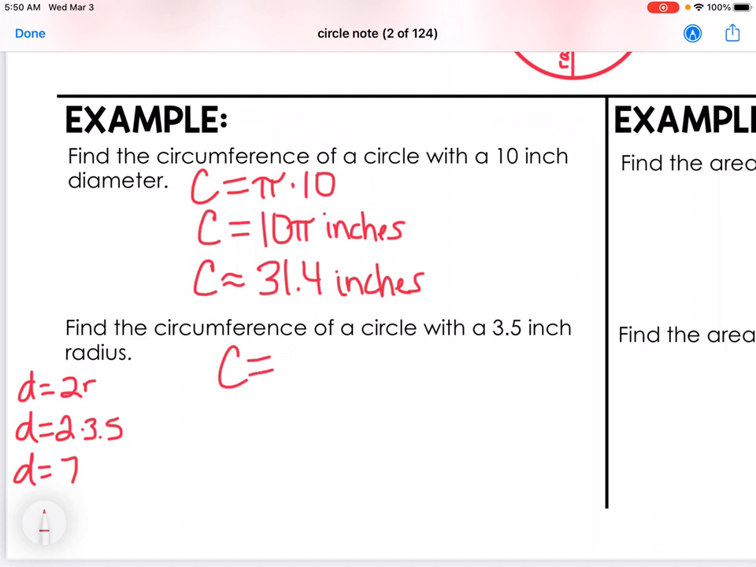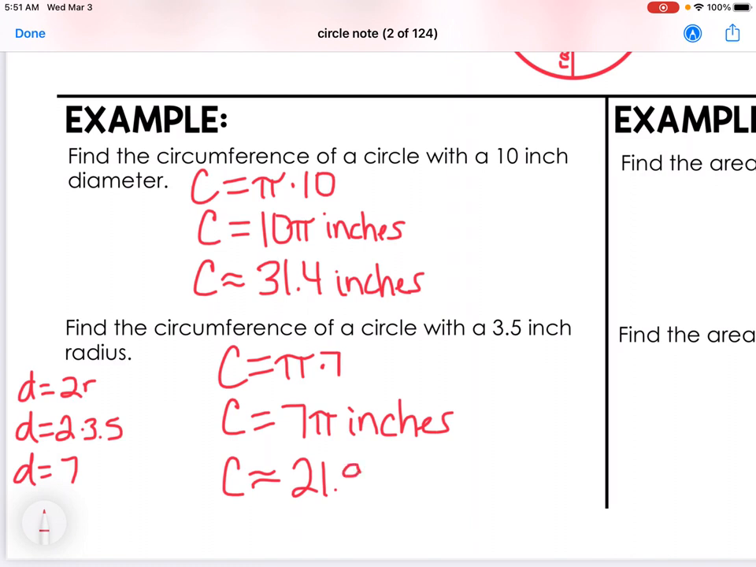So circumference is equal to pi times the diameter. So exact would be 7 pi inches. And the approximate would be approximately 21.98 inches.